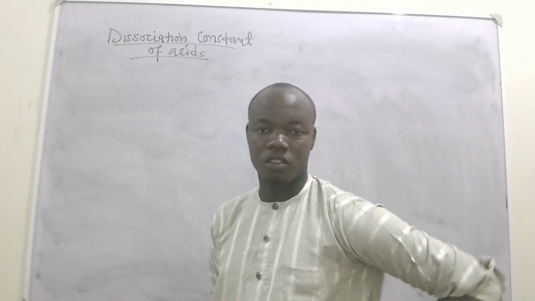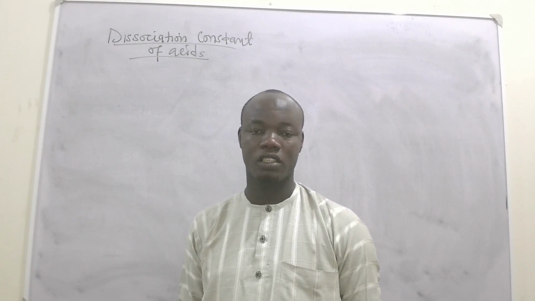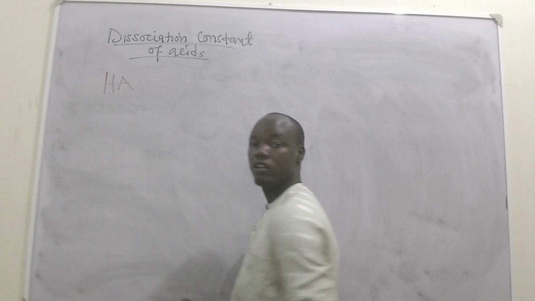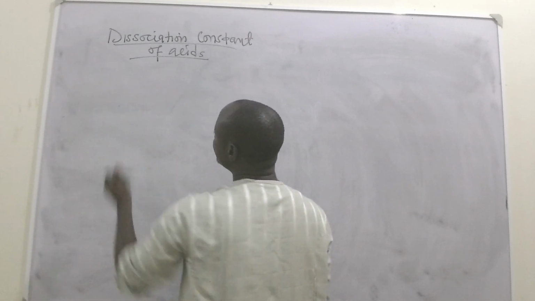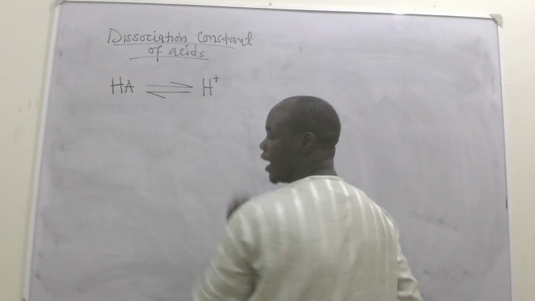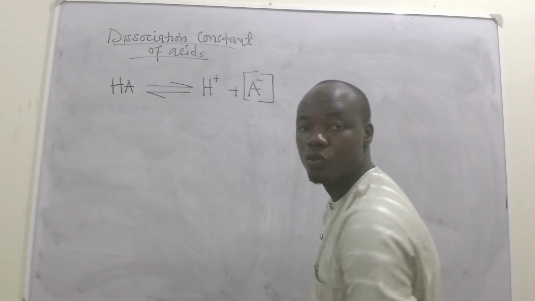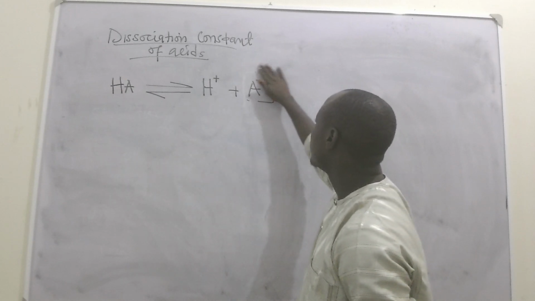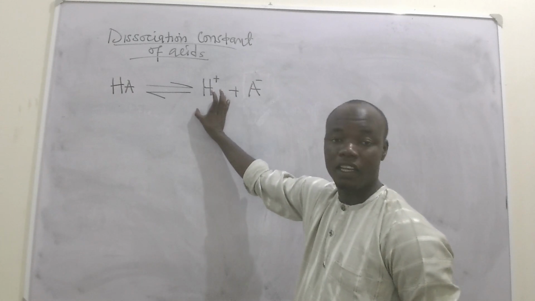So here we are going to look at the dissociation of an acid, because we are thinking about ionization. Of course, if you take an acid and add it inside water, it will dissociate. So if you have a weak acid, HA, it dissociates into a free hydrogen ion plus A minus. So A minus is the conjugate base, and HA is the acid.